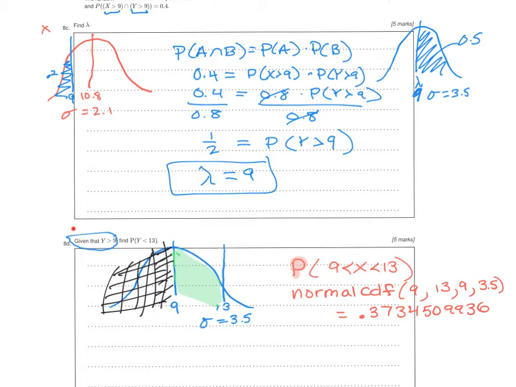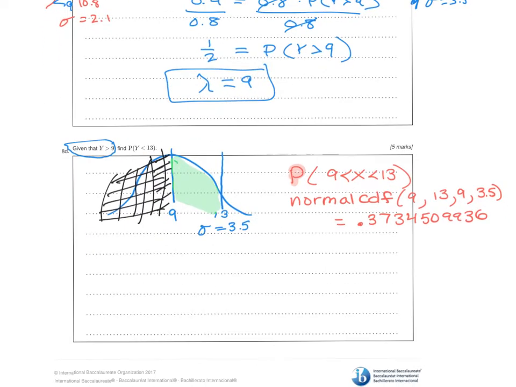Okay, now that's just the general probability that it's between 9 and 13. But that doesn't take into account the fact that we're assuming that it's already greater than 9. So that we don't need to include this 0.5 at all in our probability calculations. So when you think about it, we're talking about conditional probability here. And there's a formula for conditional probability, which you can use or you can reason it out. But the formula for conditional probability says the probability of A and B equals the probability of A times the probability of B given A.